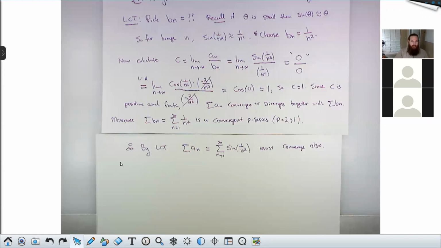Right. So for LCT, you have to pick Bn. So we have to figure out Bn. Right. So if you're going to run a limit comparison, it's up to you to pick a series to compare against. Here, I chose the 1 over n squared series because I know that sine of 1 over n squared should be pretty close to 1 over n squared itself. Good, good. Yeah, that's the idea. So hopefully with a little bit more time, the way of thinking about infinite series will come to you.